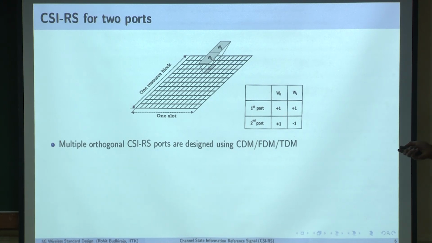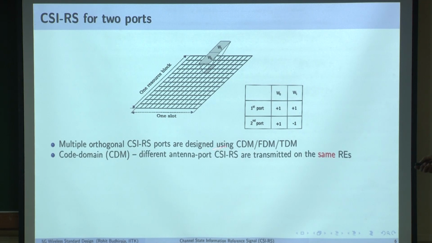So look at this. This is the most common example we have been using. What is the code for the first port? +1 and +1, and for the second -1. If you look at it from the concept of port, how many resource elements are we using? We are using only 2 resource elements to construct CSI-RS for 2 ports. So what happens here? We are taking 2 resource elements, and then in this code domain, what happens?